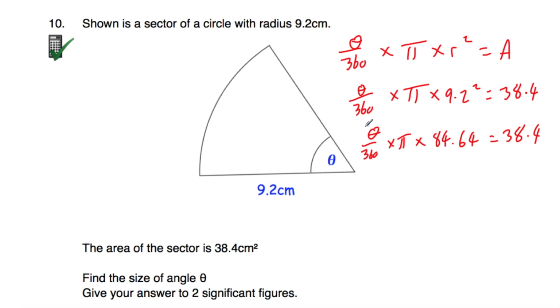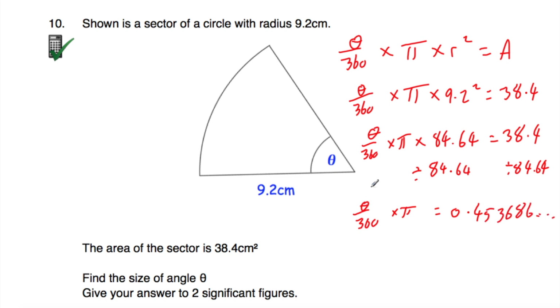Now I want to get rid of this. I want to be left with beta on its own. So let's divide both sides by 84.64. When we divide the left hand side by that, we're just left with beta over 360 times pi, and on the right hand side we get 38.4 divided by 84.64, which is equal to 240 over 529. You could write it like that as a fraction, or as a decimal number, 0.453686, and so on.